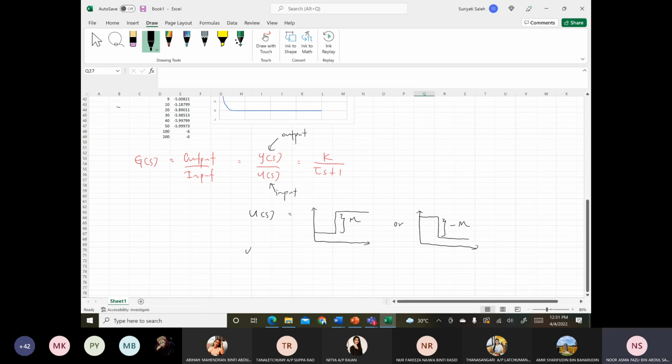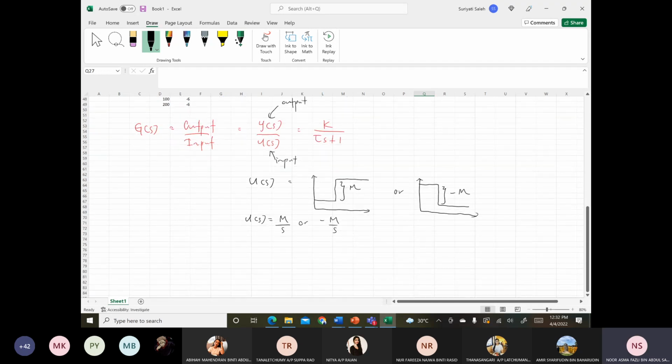So when we have M or negative M over S, it represents the increment or decrement. This influences why your graph is decreasing or increasing. Notice that the K and the tau cannot be negative. It must be positive. Only the magnitude can be positive or negative.